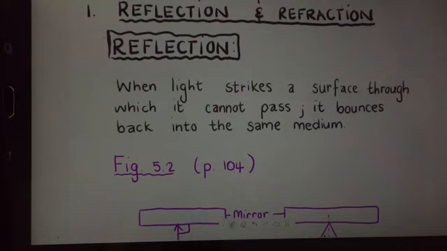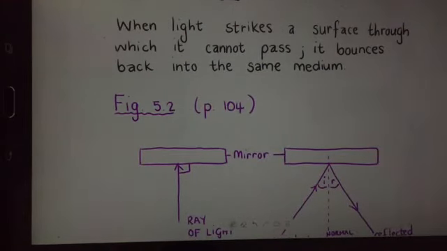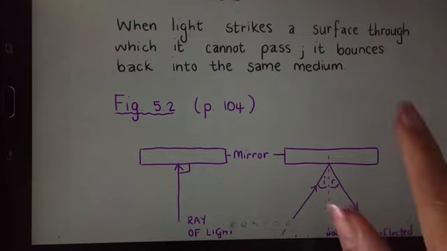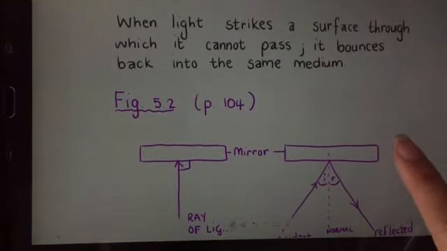I'm sure you can remember last year when we were busy with sound, we actually spoke about this as well, but this year we are going to look at reflection and refraction in terms of light. So, reflection. When light strikes a surface through which it cannot pass, it bounces back into the same medium, and this should sound familiar to you because when we spoke about reflection of sound, we also described it as being an echo. So it was about waves bouncing off a surface. So same thing happens here, but it's just light that we are looking at.